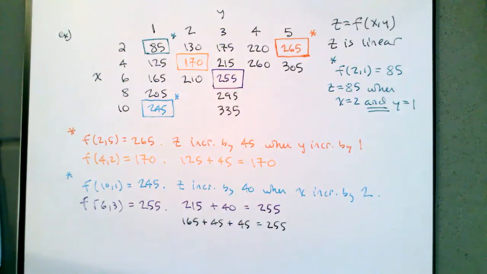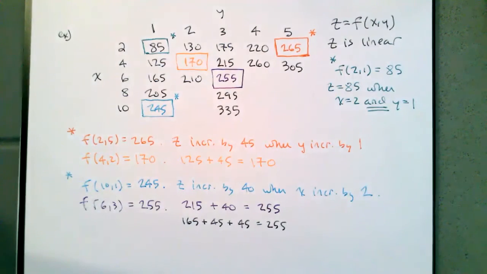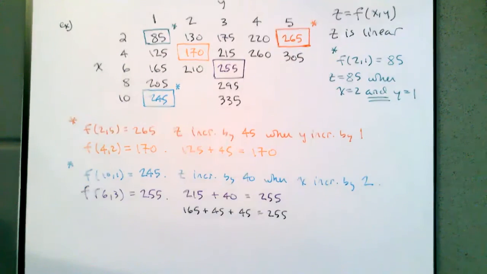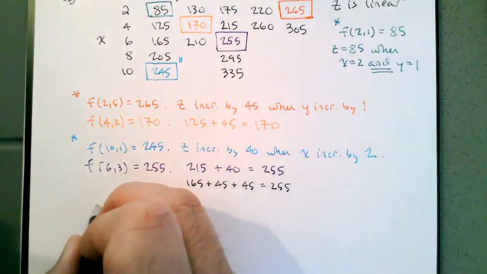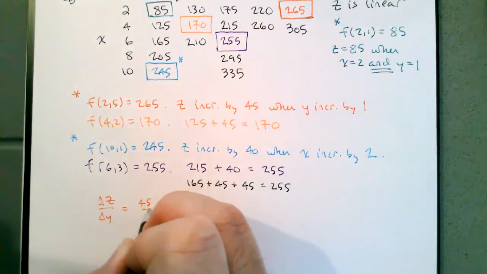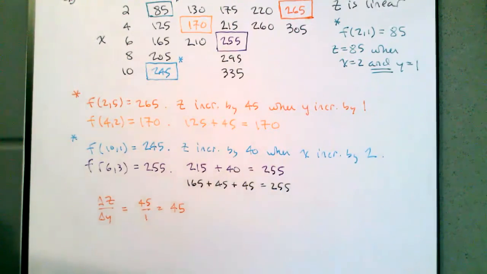So we've got lots of different points, and we have two different directions. Since z increases by 45 when y increases by 1, we can write that the change in z with respect to y is equal to 45 over 1. So we have two slopes now. The change in z with respect to y is equal to 45 over 1, or 45. And the change in z with respect to x will be 20.